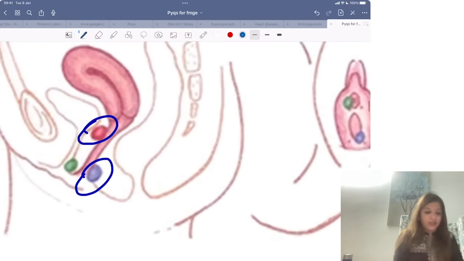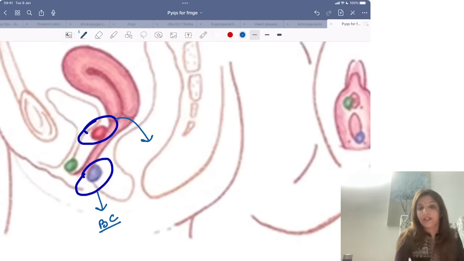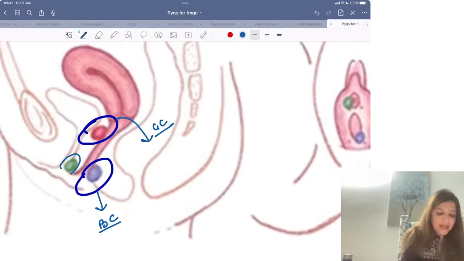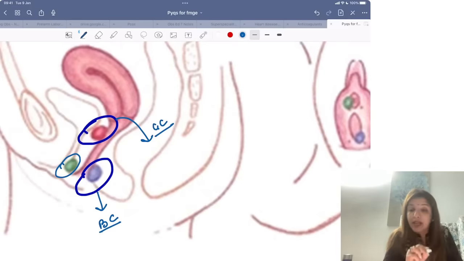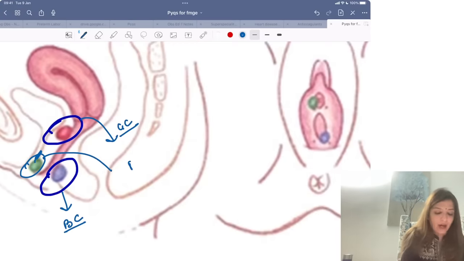Look over here. This blue color cyst is posterolateral, right? So, this will be Bartholin cyst. This red color cyst is anterolateral. So this will be Gartner's cyst, number one. Number two, do you see this green color marking over here? Ye jo green color ki cyst hai, ye bladder ke urethra ke paas mil rahi hai. Right? So ye jo cyst hoti hai, isko kehte hain para-urethral cyst.